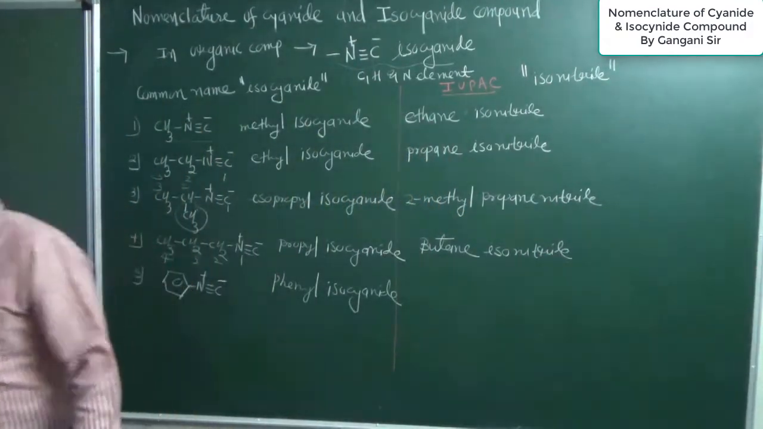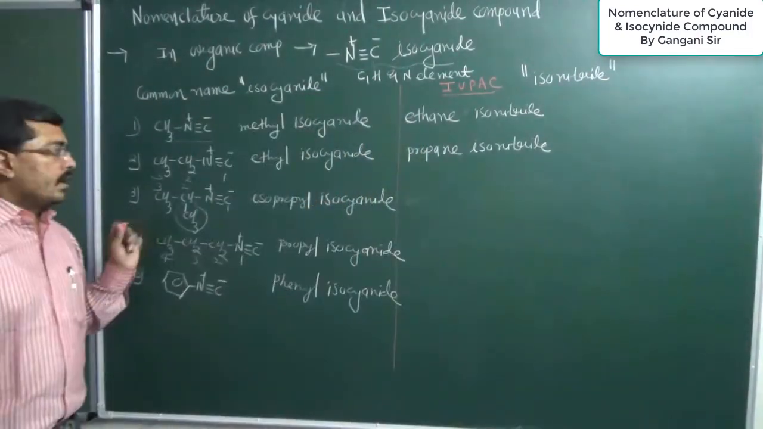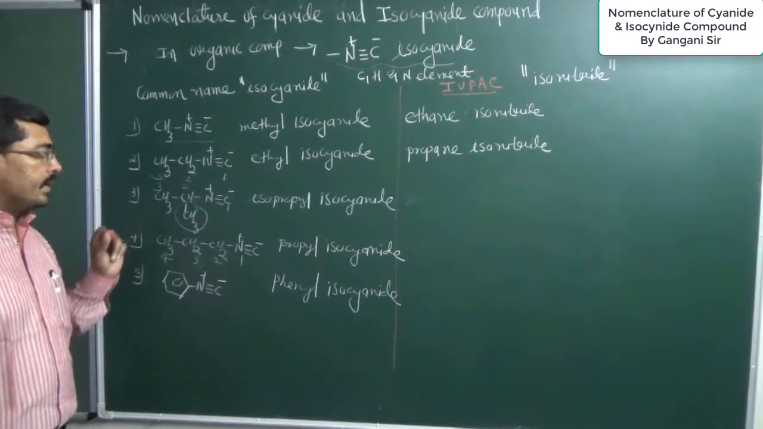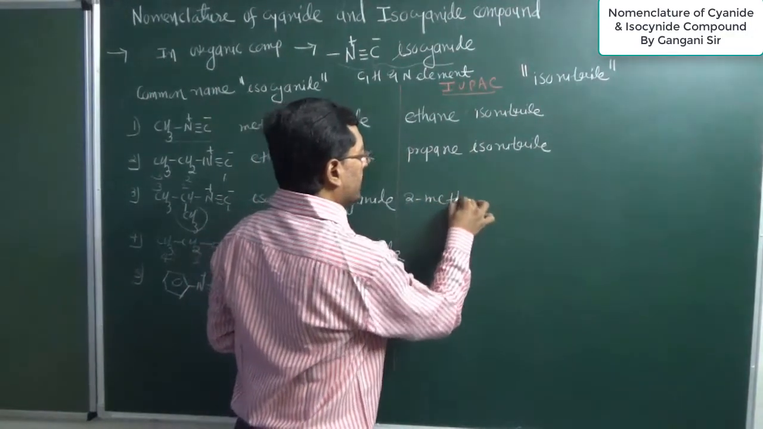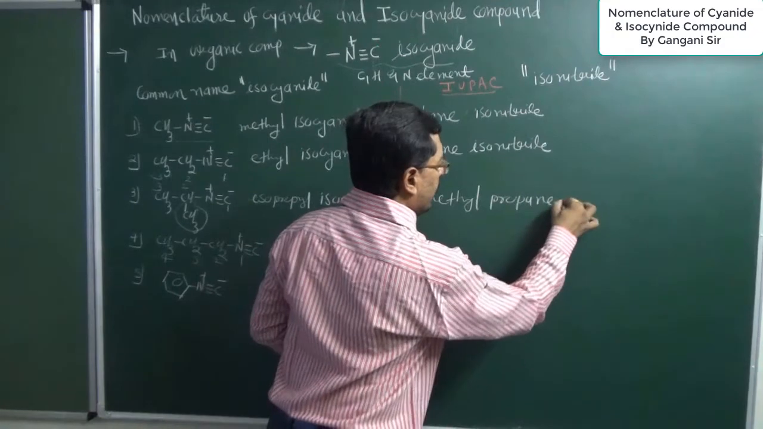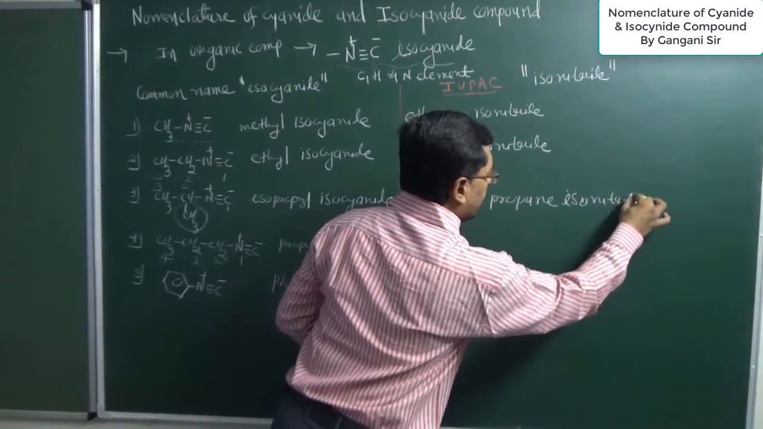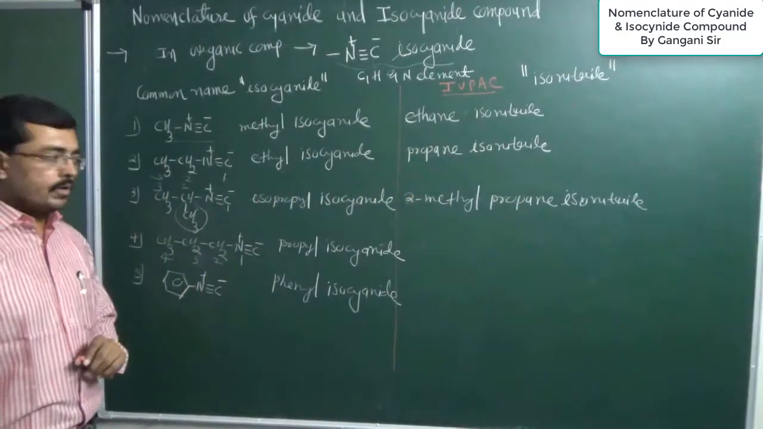Sorry, I have to change. For this structure we have to use... Now nomenclature of third structure. Now long chain having 3 carbon atoms and second carbon atom having a methyl, so we can give 2-methyl propane, and suffix we have to add isonitrile. So by using this word we can give name 2-methyl propane isonitrile.